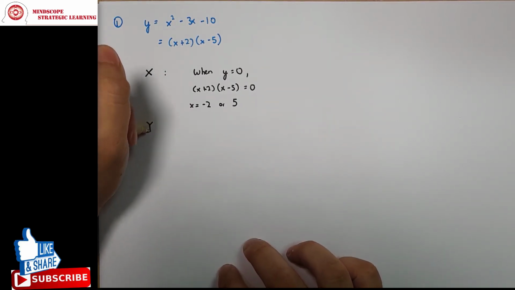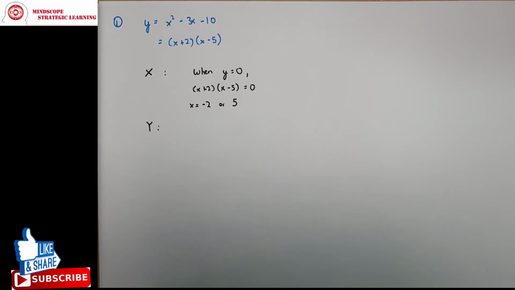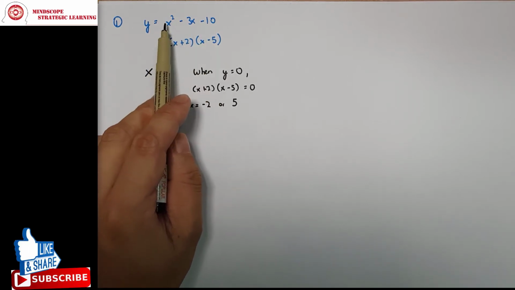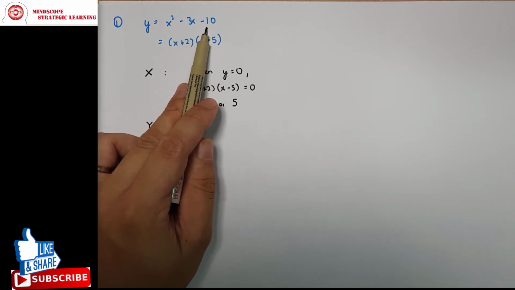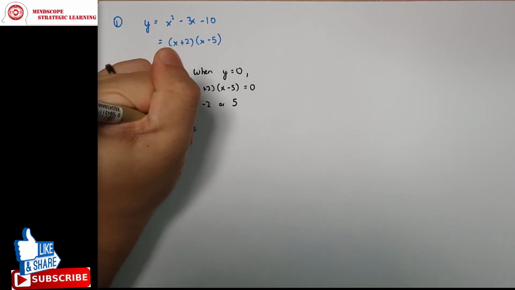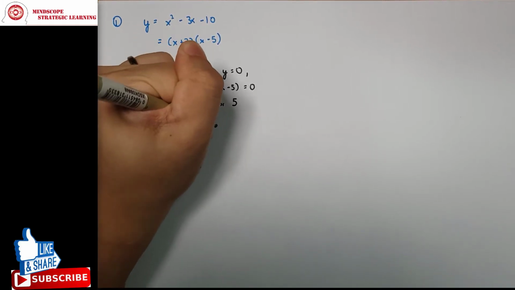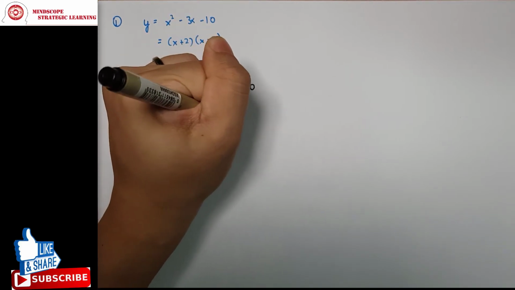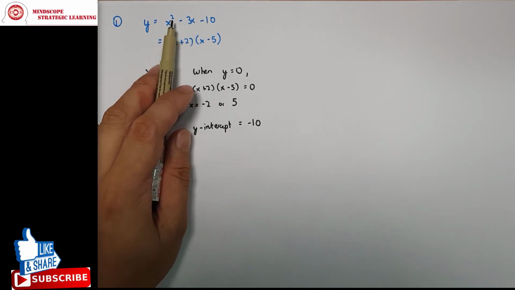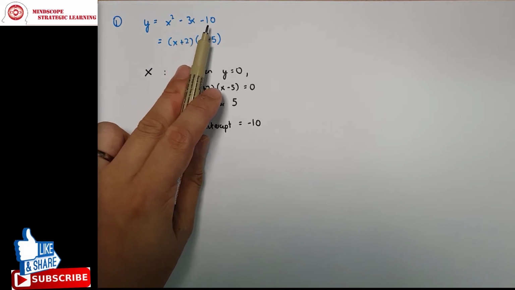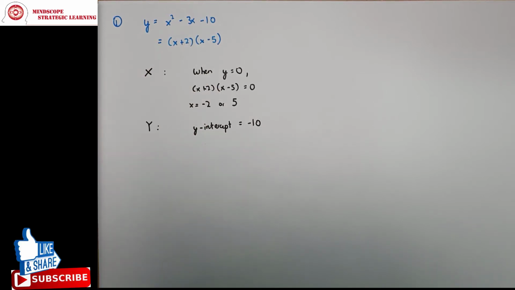Next, we have the y-intercept. Now for the y-intercept, you can sub x equals 0, or the y-intercept is simply the c in ax squared plus bx plus c. Now the c will be the y-intercept. So here, I know that the y-intercept is equal to minus 10. Or you can simply let x equals 0: 0 squared minus 3 times 0 minus 10. That will be minus 10 as well.